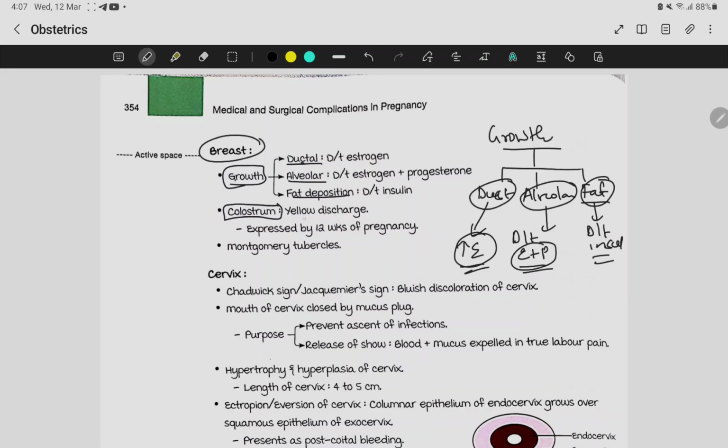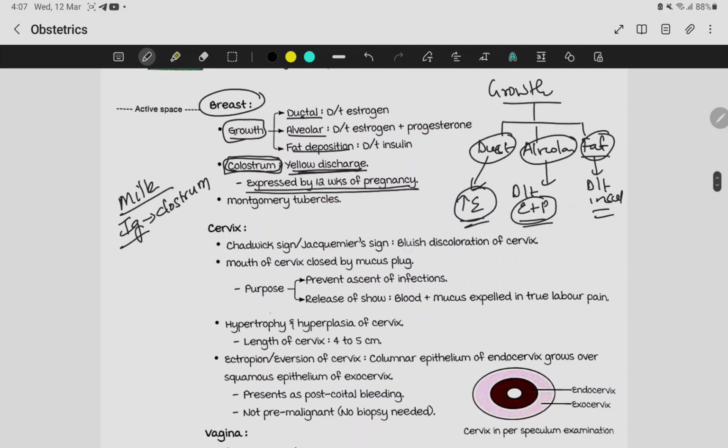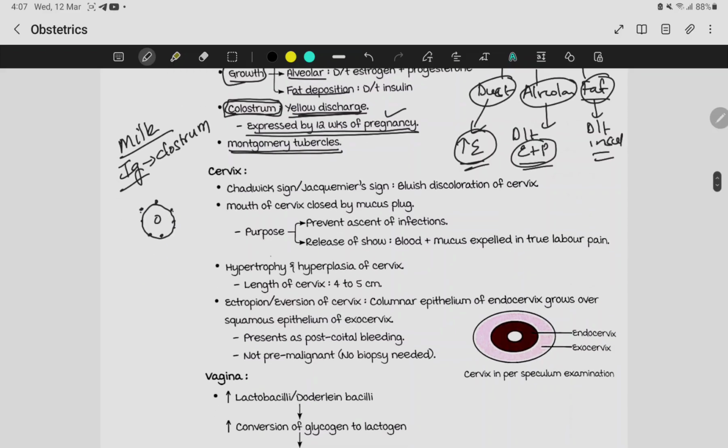Whereas colostrum is a yellowish discharge, which is initially the milk. The initial milk is rich in immunoglobulins. The earliest milk is called colostrum, which is yellow, and it is expressed by 12 weeks of pregnancy. Also you can see Montgomery tubercles around the areola. There will be increased elevation of the tubercles, called Montgomery tubercles.